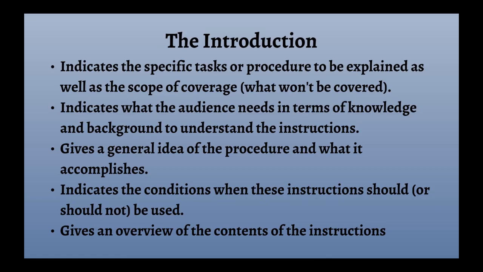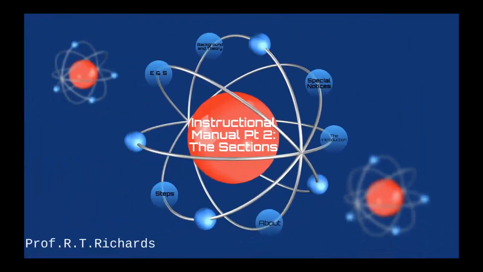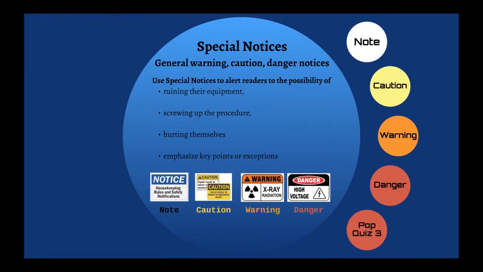And that's the second section. The first section would be the title, and then the second section would be the introduction. Let's move on to the other section. And this section would be the special notices or general notices. You'll find that these descriptions are used interchangeably. Now, the special notice or general notices might be a section, but generally are included throughout your instructional manual.